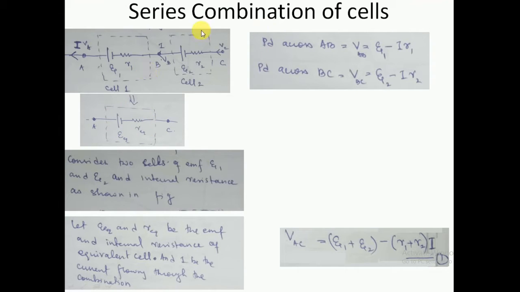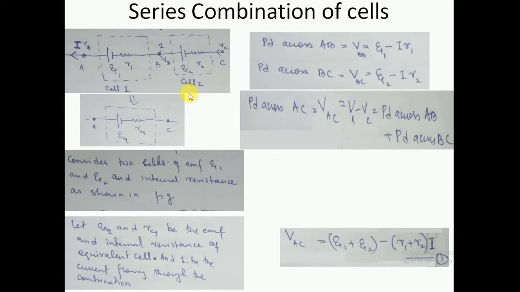Out here I can say that the potential difference across AB, so cell number 1, I can write as VAB is EMF minus IR1. This relation we know, we have derived it in previous classes. Similarly, potential difference across cell number 2, BC, I can write VBC is equal to EMF minus current times R2. As the same current is flowing through both the cells, I don't need to write I1 and I2.